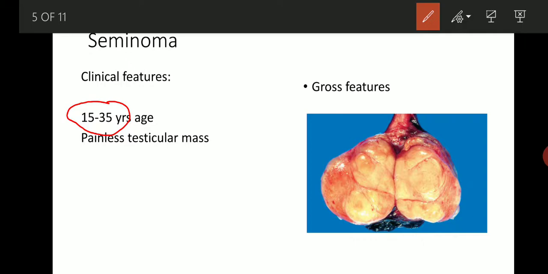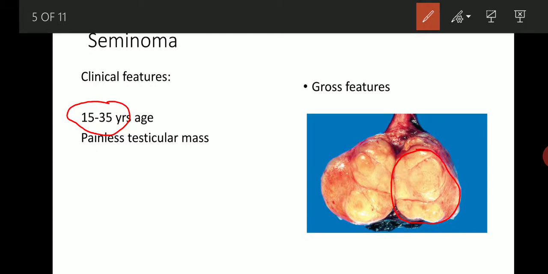So please remember, if in a young patient in the 15 to 35 age group you are looking at a disseminated malignancy, do not forget to examine the testis. There may be a testicular mass hidden. Gross examination, as shown in this picture, the testicular tumor is usually well circumscribed.